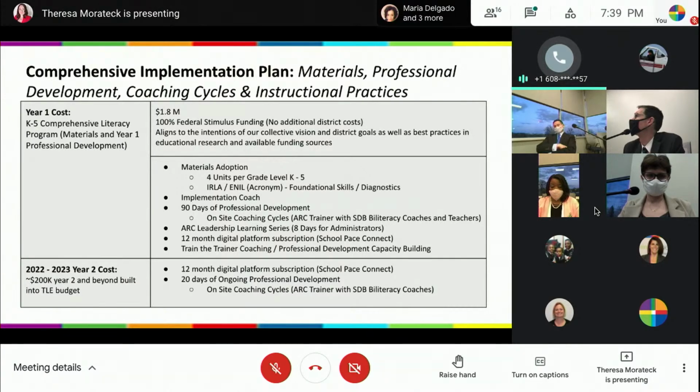ARC will provide an implementation coach that will be accessible to us as needed, and we will have 90 days of professional development throughout the course of the school year next year that will be not only person-to-person professional development, but also on-site in the classroom coaching that will be done by ARC. And as we work with their trainers, we'll be doing some trainer the trainer so that our literacy coaches, our biliteracy coaches, eventually will become the experts in this resource and be able to support internally all of our learning needs.